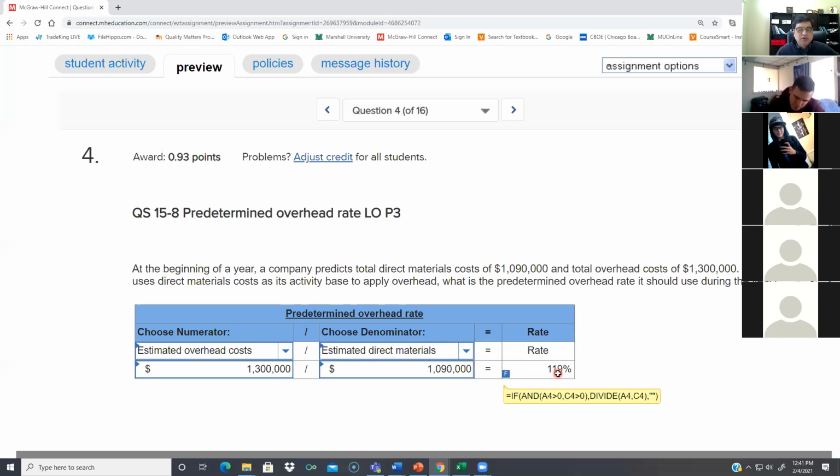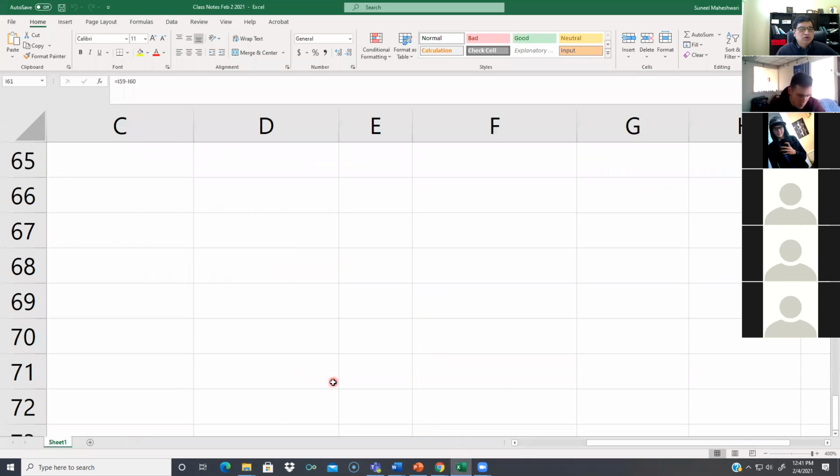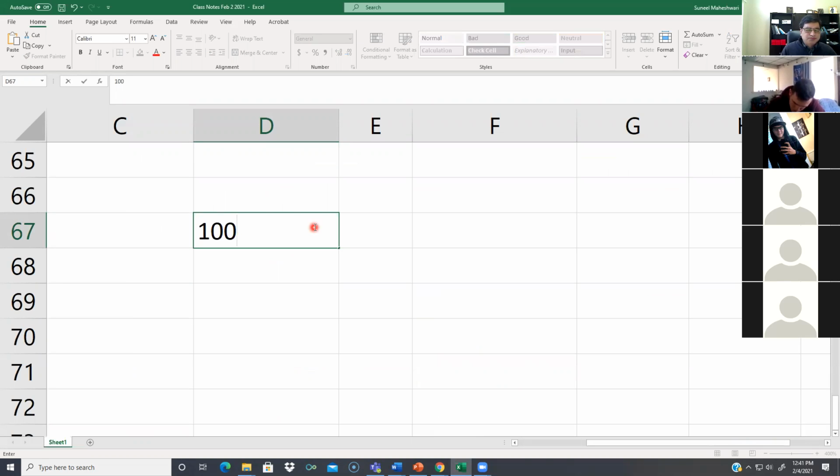So what does that mean? It basically means, suppose your direct material cost is 100. That means your overhead will be at 1.19, right?